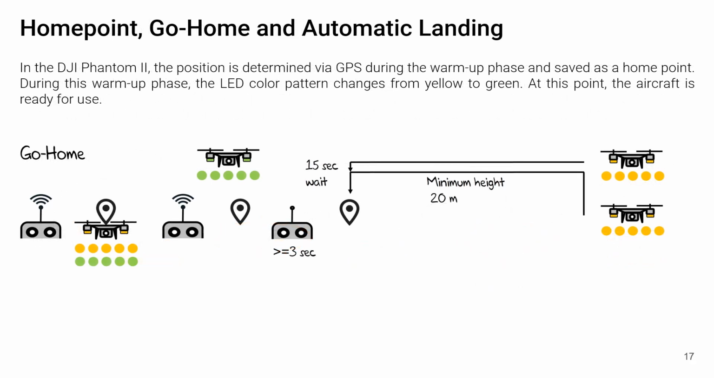During the warm-up phase of the DJI Phantom II, the position is determined via GPS and saved as a home point. During this warm-up phase, the LED color pattern changes from yellow to green. This means that the aircraft is ready for operation. Homepoint refers to the position to which the Phantom will return if the connection is lost. If the position is stored during takeoff in GPS mode, the Homepoint can be reset by quickly changing the S2 switch 5 times on a Phantom II. The start should only be performed after the Homepoint has been saved.